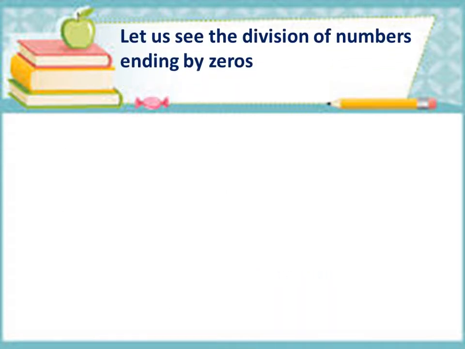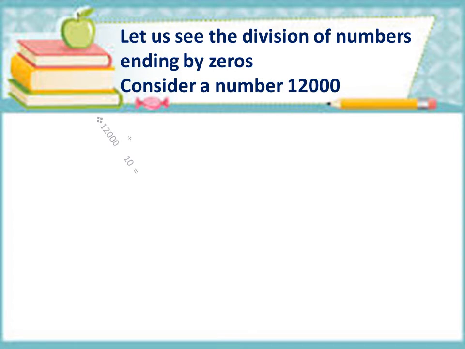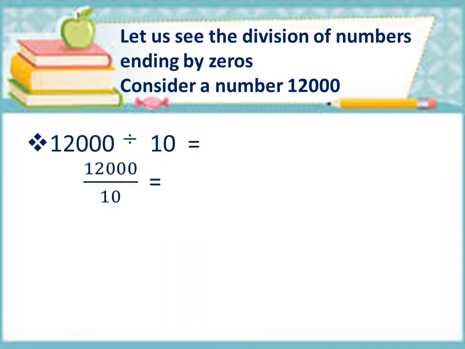Now let us see the division of numbers ending in zeros. Consider the number 12,000. Now divide 12,000 by 10. Can you tell me the quotient when this number is divided by 10? Look at the divisor 10. How many zeros do we have? It has one 0. So let us remove one 0 from 12,000. Then we get 1200. This is the quotient.